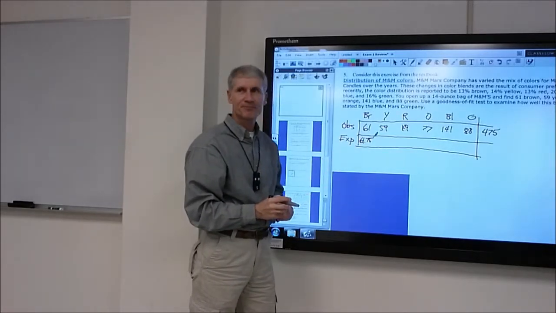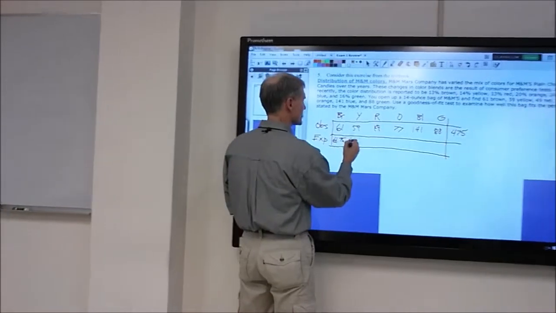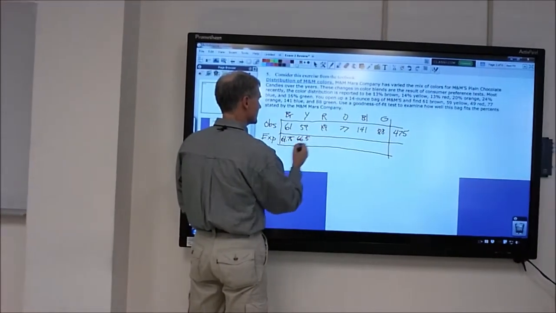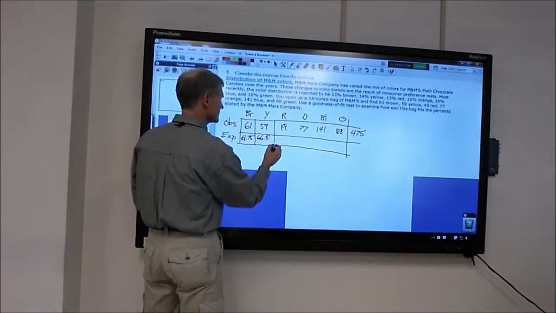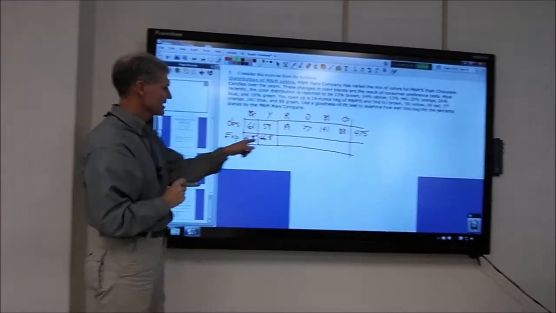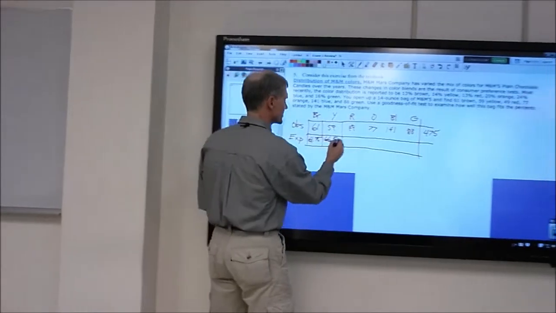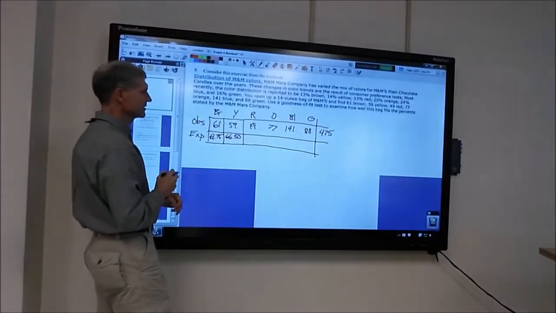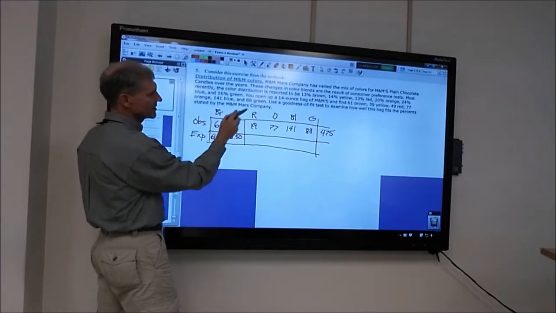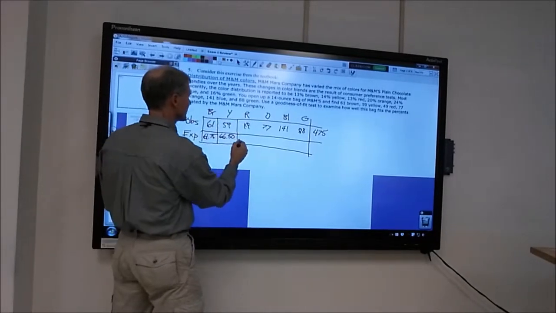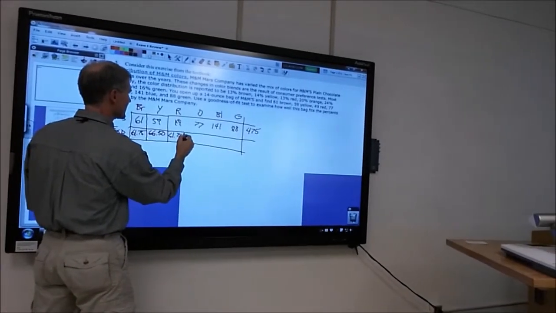14% yellow. 66.5. And is it 0.5 even, or is it? 0.5 even. Okay. So I'll put a 0 to indicate we went to 2 decimal places. And then red, 13. That one we got already. 61.75.